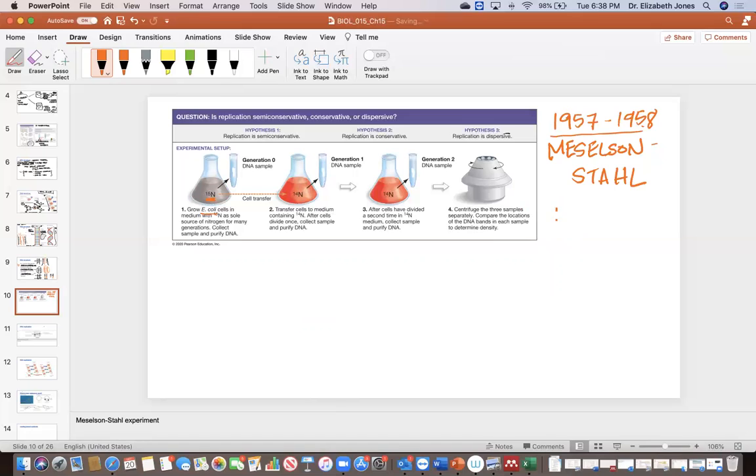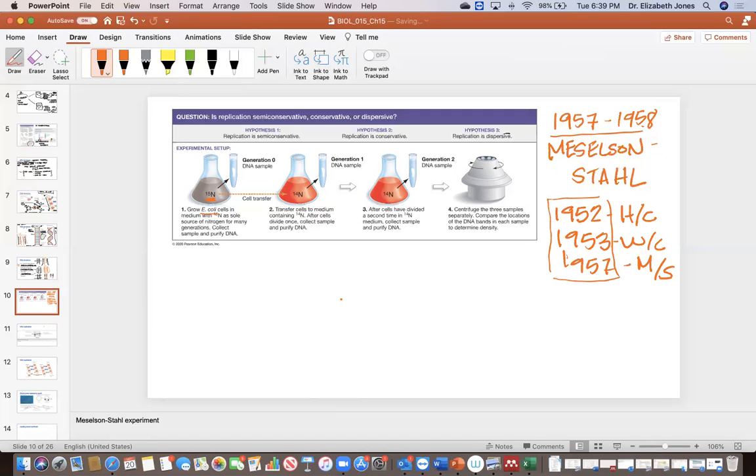So if you're keeping up with the timeline, in 1952, we have the Hershey-Chase experiment that really shows us that DNA is the hereditary material. In 1953, we have Watson and Crick showing us the structure of DNA. And here we are in 1957, we're going to learn about, let's put MS for Meselson-Stahl, and we're going to learn about how DNA is copied. So hopefully you can see that this was a very rapid time of development in our understanding of DNA. And the 1950s really ushered in what we consider the modern era of genetics.